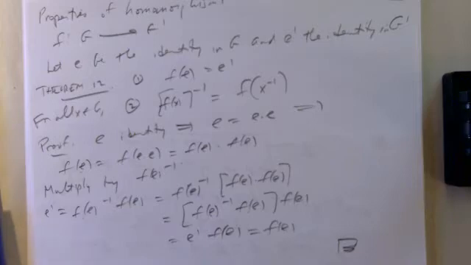So this uses just the definition of a homomorphism and the definition of an identity. You should really take a look at this for a minute or two and convince yourself that it makes sense.